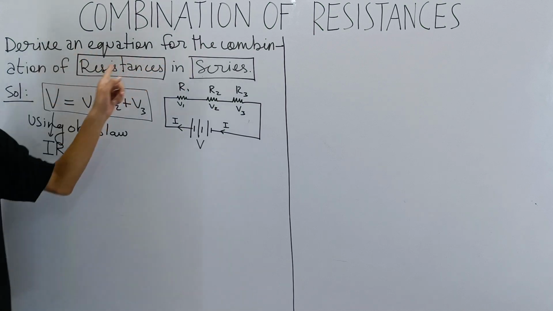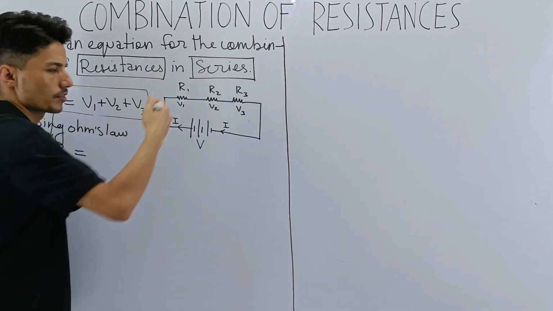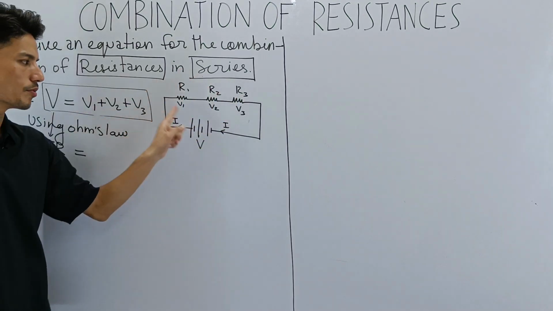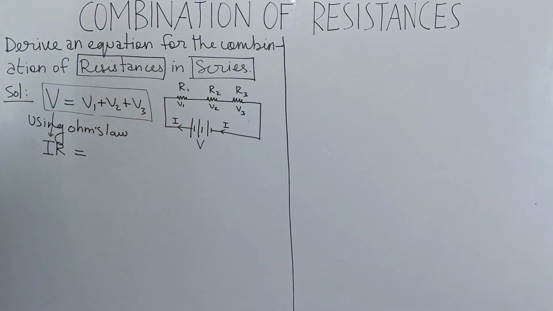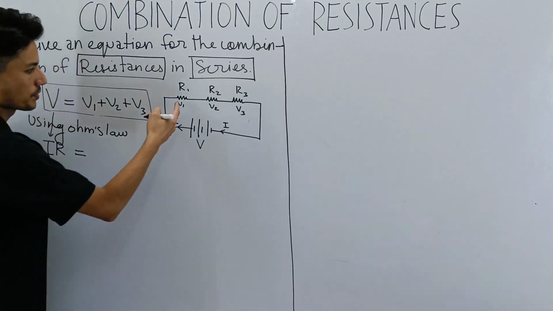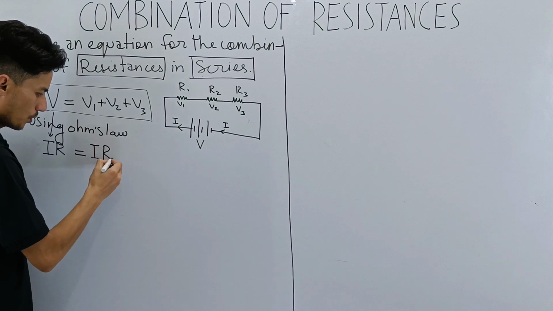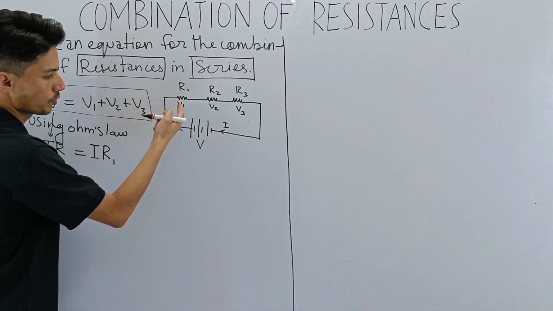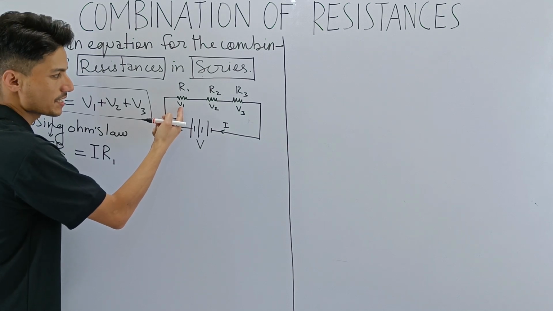Derive an equation for the combination of resistances in series. We are going to find the equivalent resistance for this combination, the formula to find the total resistance for this system. So we have written V. Instead of writing V, we have written IR using Ohm's law. For V1, it will be IR1, because we are talking specifically about V1. So V1 has got its own resistance, which is R1.